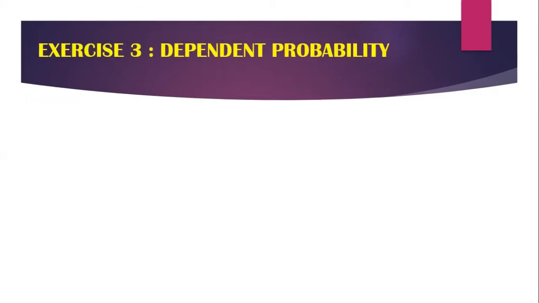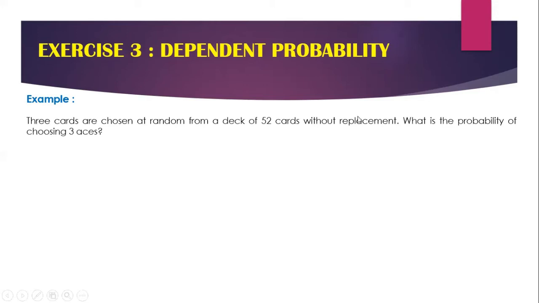Exercise 3. Dependent probability. Again, 3 cards are chosen at random from a deck of 52 cards without replacement. What is the probability of choosing 3 aces? Okay, without replacement. Students, this question is very easy. Very clear, without replacement.